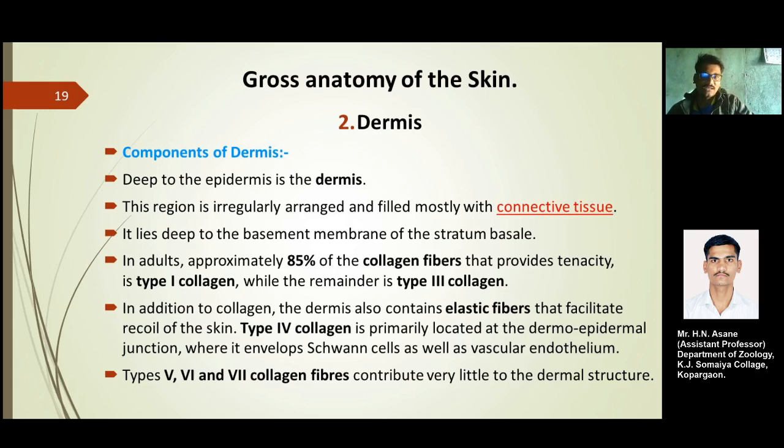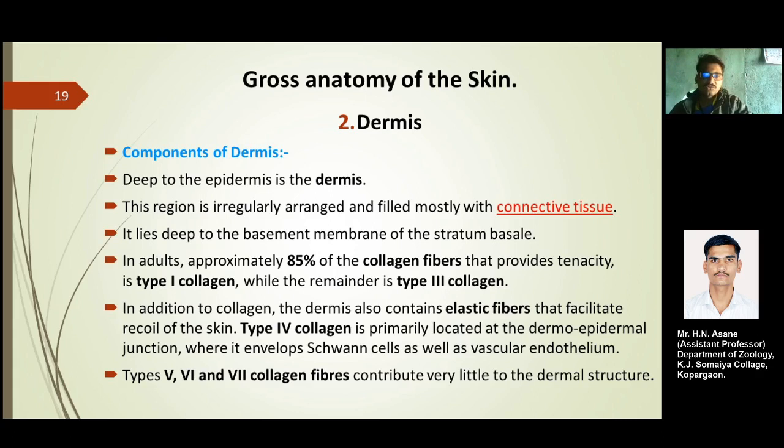So in adults approximately 85% of the collagen fibers provide tenacity. That tenacity means what? The rigidness. That tenacity is given around 85% by the type 1 collagen fibers, and the remaining 15% of tenacity is provided by the type 3 collagen fibers, and these collagen fibers give the rigidity of our muscles and our total body composition.